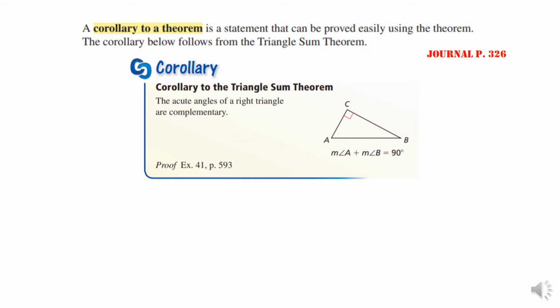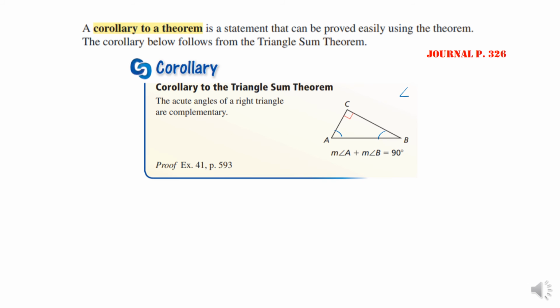Okay, a corollary to a theorem is a statement that can be proved easily by using the theorem. The corollary below follows the triangle sum theorem. So it's the corollary to the triangle sum theorem. The acute angles, that's these two angles, of a right triangle are complementary. In other words, they equal 90. That makes total sense because they all have to add up to 90.